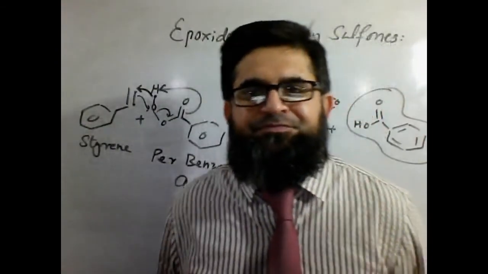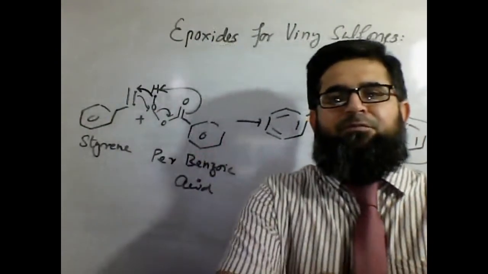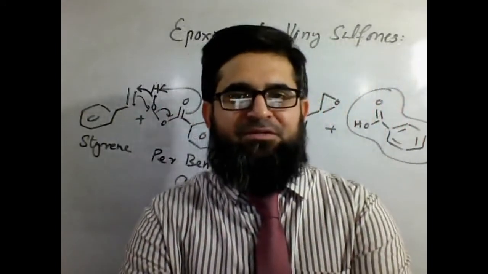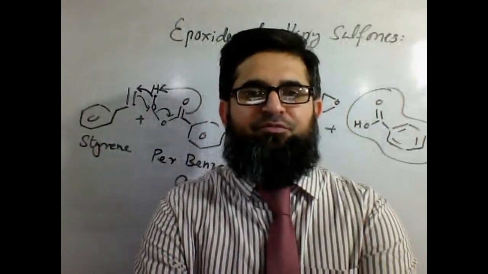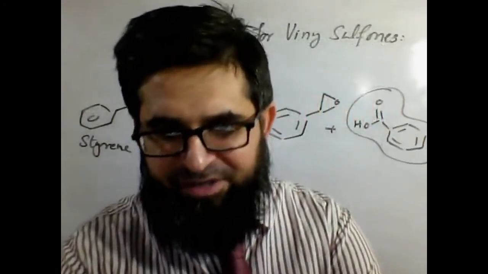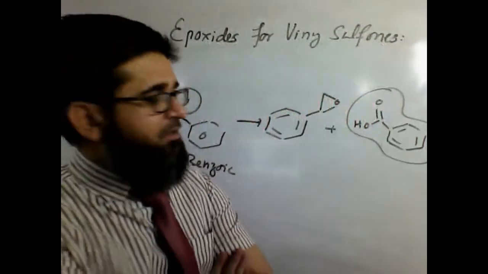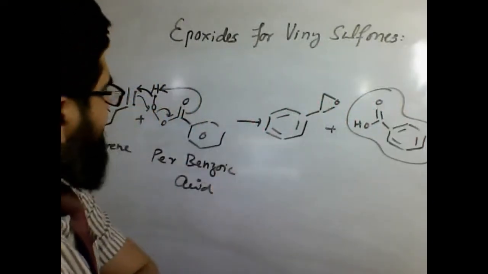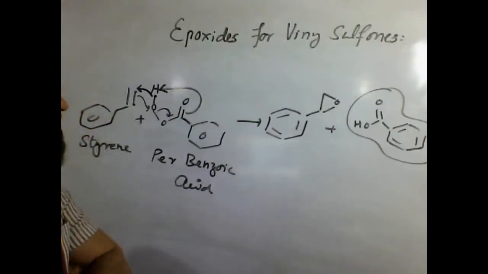Epoxides have been generated from alkenes. I've discussed two methods. One is use of peracids, as I've given you example of perbenzoic acid, in fact, for the preparation of this very epoxide from styrene. Secondly, the other method was halohydrins.